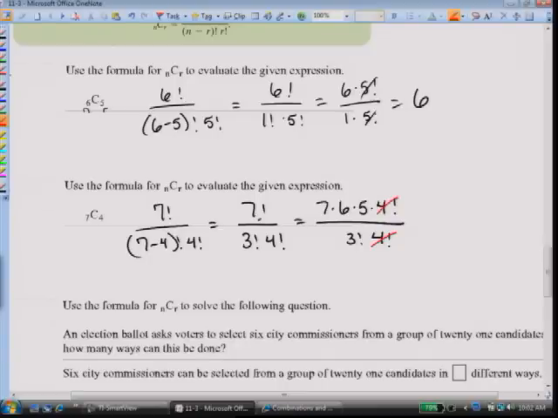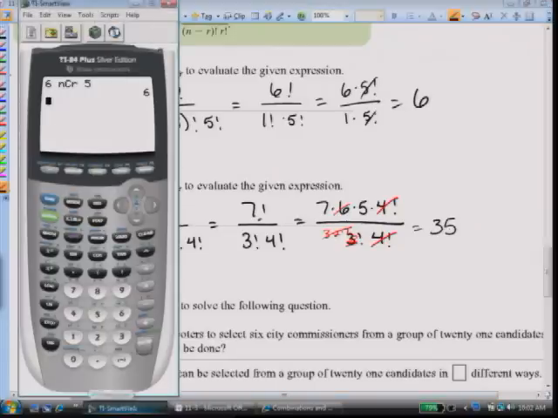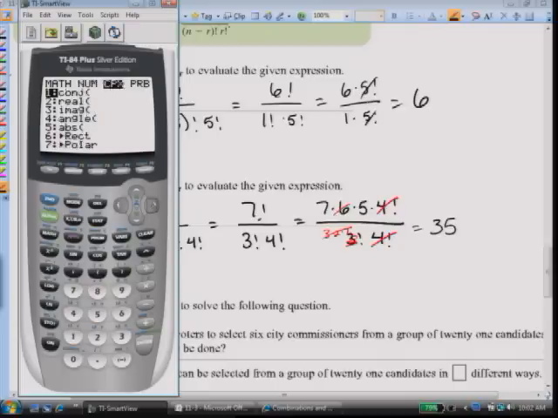And 3 factorial, remember, is what? It's 3 times 2 times 1, or 6. So you can cancel this with the 6, and you get just 35 as your answer. That's how I had to do it when I was in school. You don't have to do it that way. You can use your calculator, 7, and then math over to probability, choice 4, and hit enter.